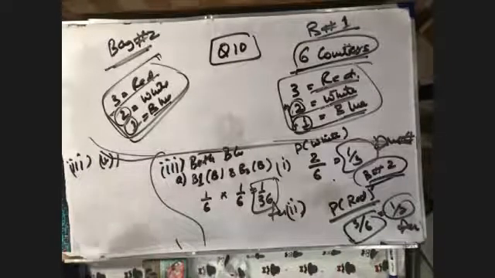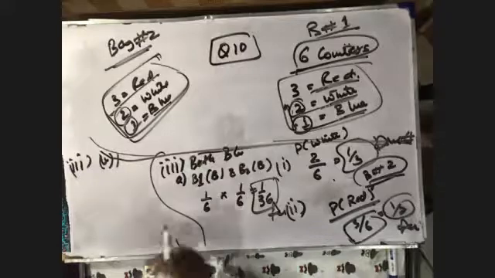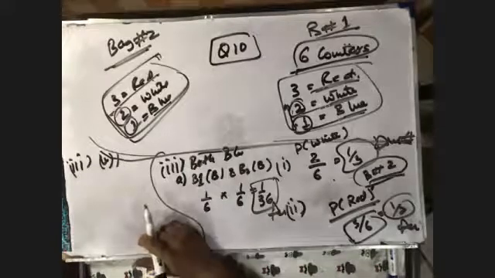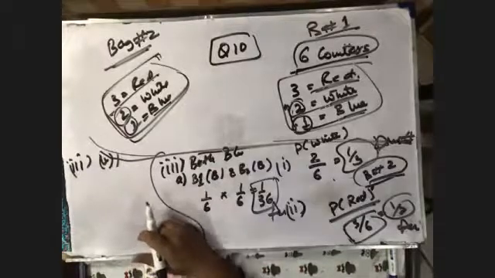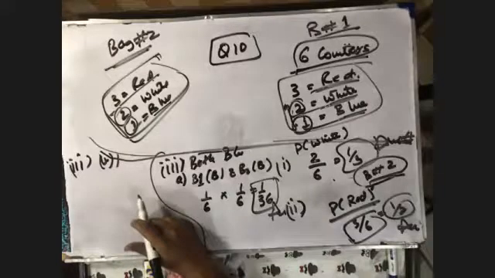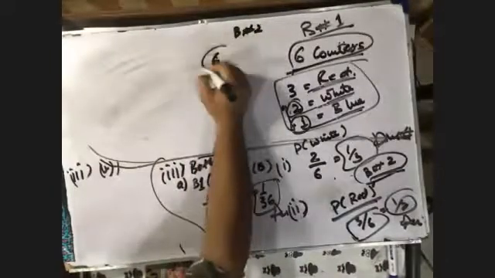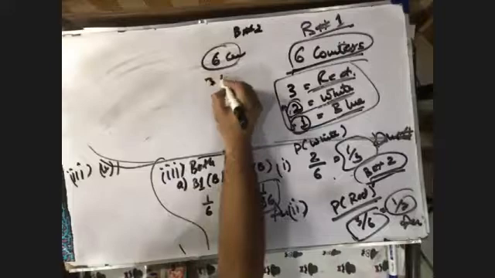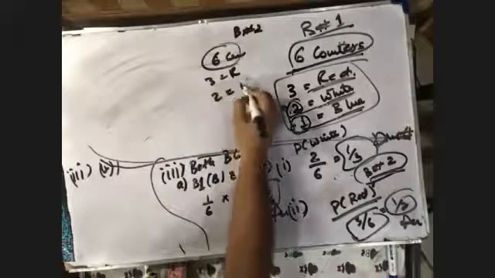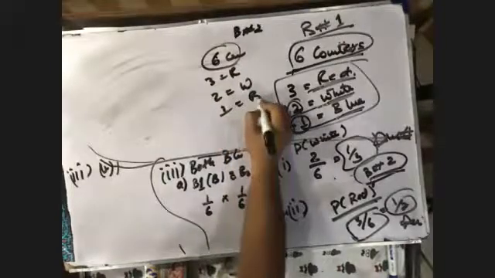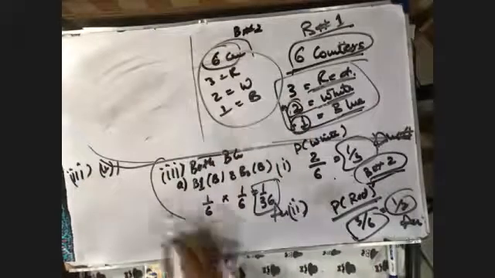Each of a different color. 2 are drawn. Each must be of a different color. Now this is the funny part. Everybody stay with me. Bag number 2: 6 counters. 3 are red, 2 are white, and 1 is blue. Each of a different color.